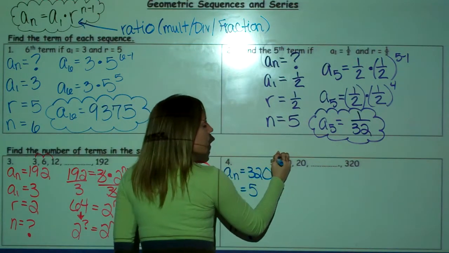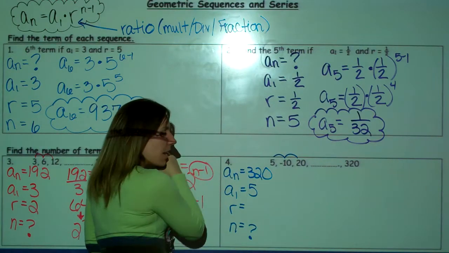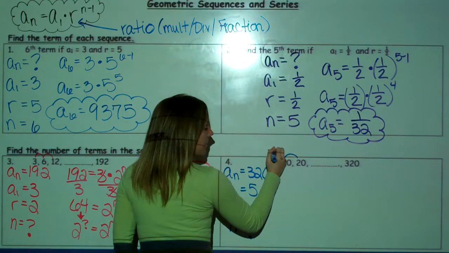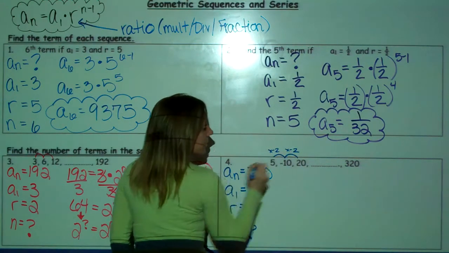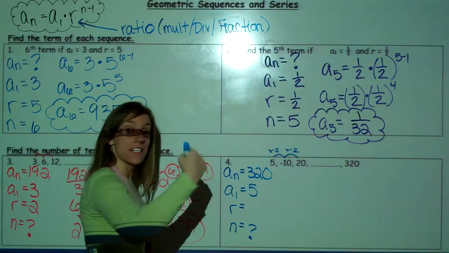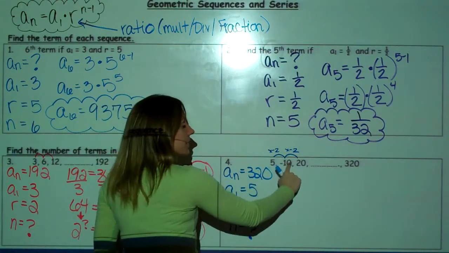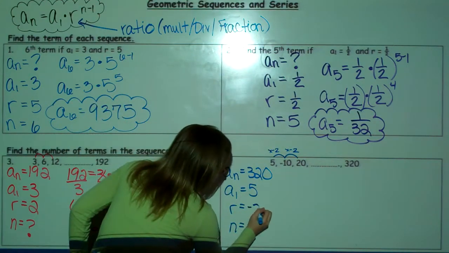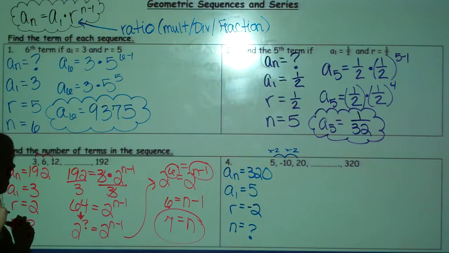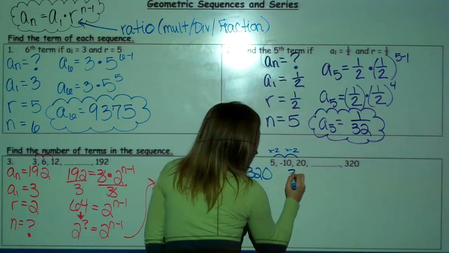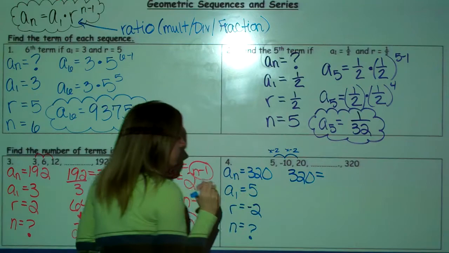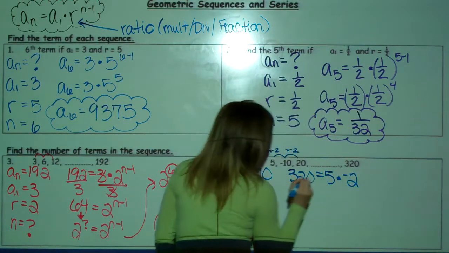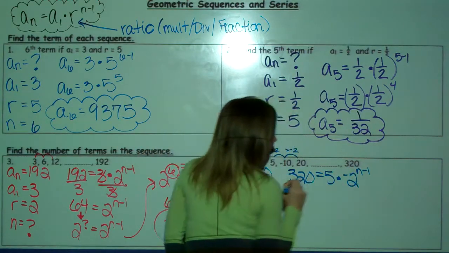So the ratio, what am I multiplying by each time? Be careful, it goes positive, negative, positive. So that means I'm multiplying by a negative 2, it looks like, because that's going to change your signs back and forth. Whenever you see signs going back and forth, you know it's a negative number that you're multiplying by. So the ratio is negative 2, okay? All right, so let me plug it into the formula. 320 equals 5 times negative 2 to the n minus 1.